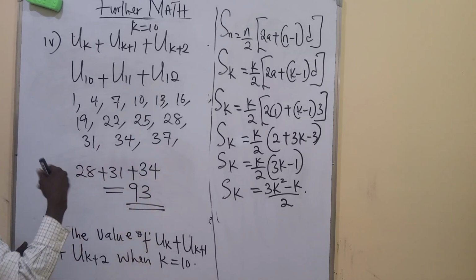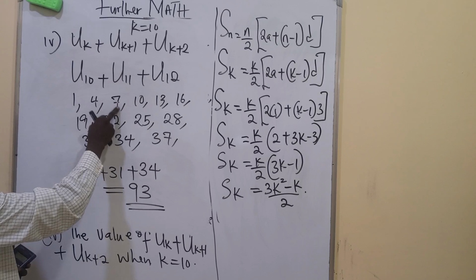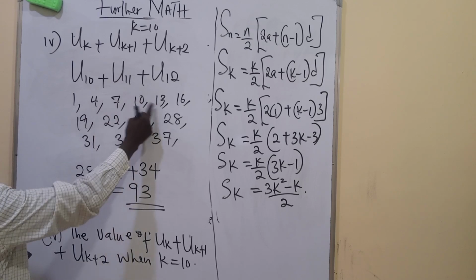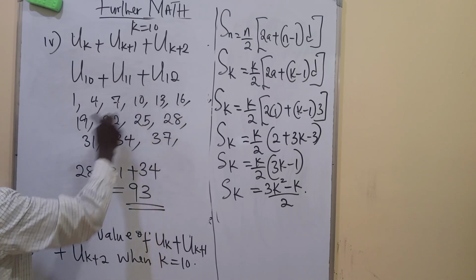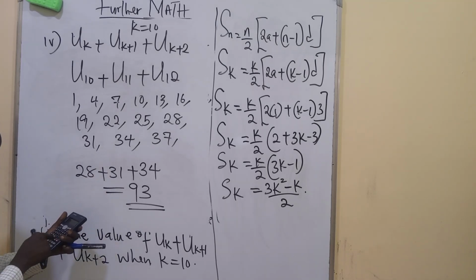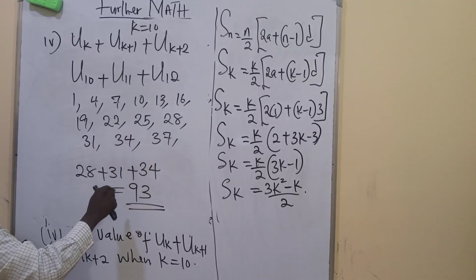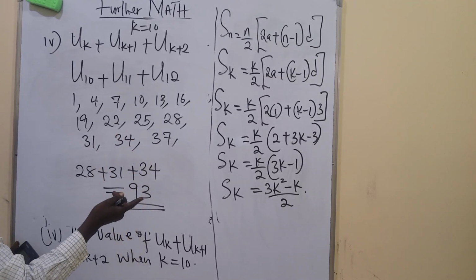It's increasing by 3. As I said, if you check this, the difference will be 3. 4 minus 1 is 3. 7 minus 4 is 3. This is 3. This is 3. 19 minus 16 is 3. 22 minus 19 is still 3. 25 minus 22 is 3. You see that the difference is 3. That's the common difference.